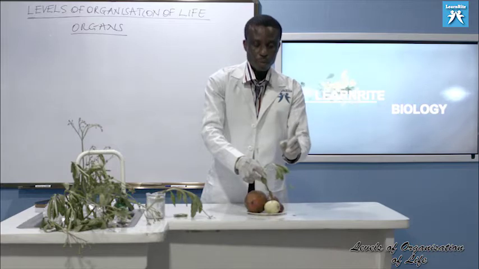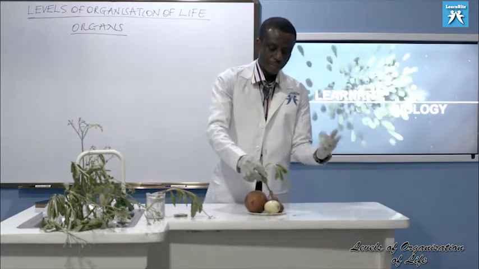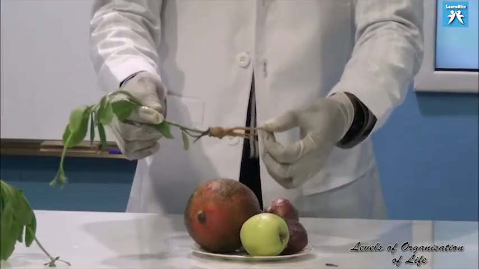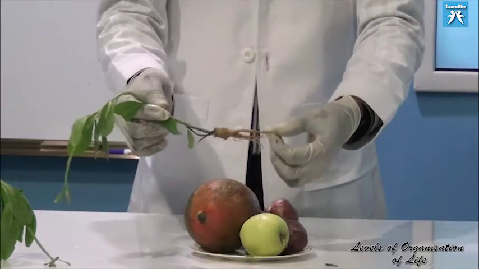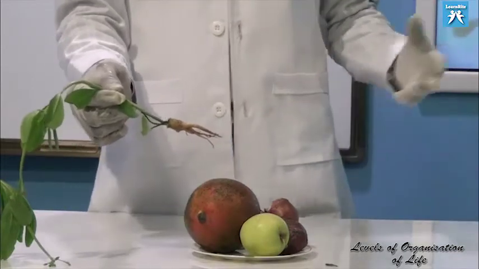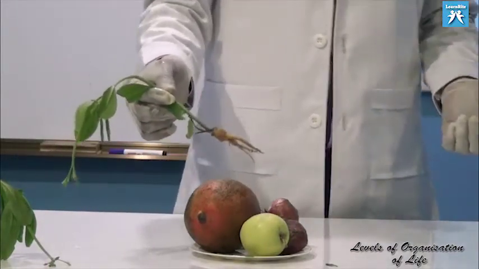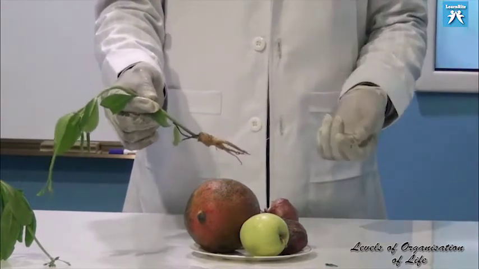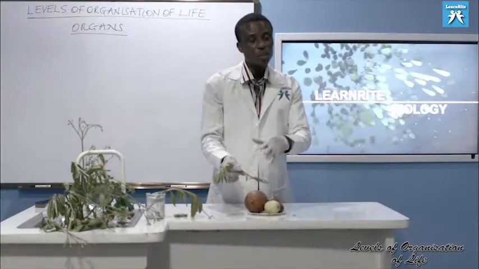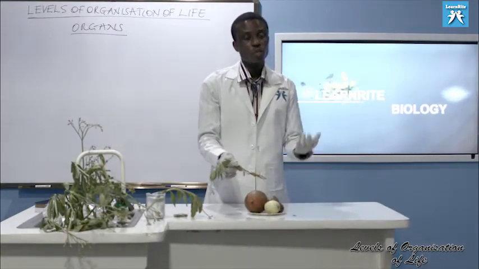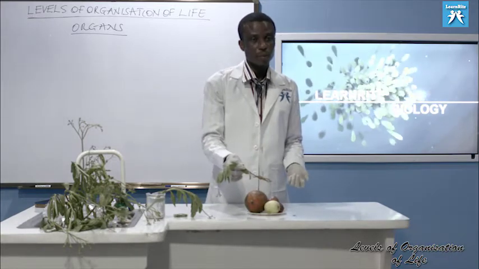So, leaf, stem. What about a root? A root is an organ. What does it do? Anchorage. You never forget anchorage. It anchors the plant firmly to the soil so it will not be carried away by wind. The root also helps in absorption of water and mineral salt. These are some of the primary functions of the root. Some roots like cassava store food.